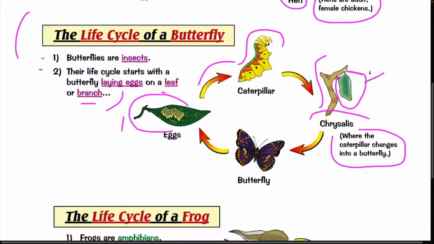Okay, so in this moment of this development, desenvolvimento, is when it becomes a butterfly. So caterpillar, and then it sticks to a branch, and then we have the chrysalis, and then we have the last part, which is the butterfly. Very beautiful, right? So that's it. This is the life cycle of a butterfly.